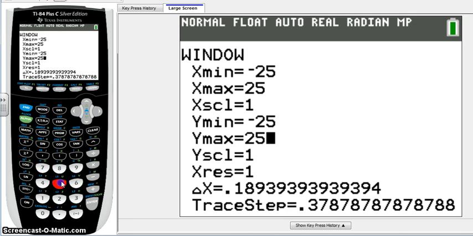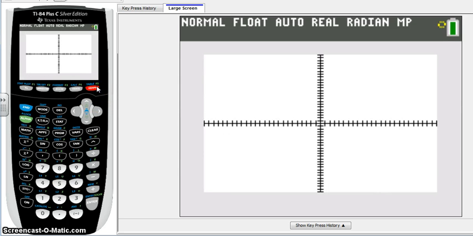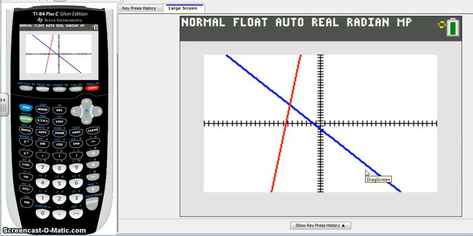and +25. Now when I hit my graph, I get a little bit more of my image on my screen. We can see both graphs being graphed, and I can see them nice and square. Notice too that my tick marks changed because I'm still increasing by 1.